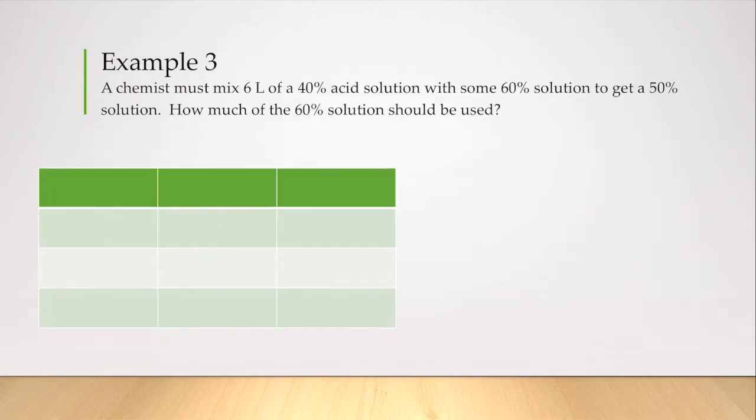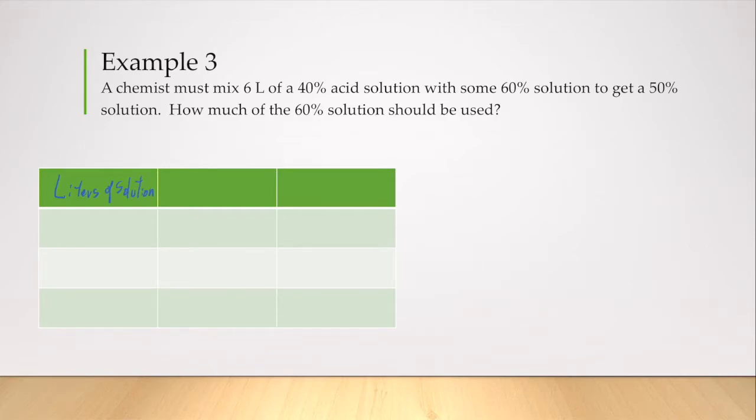For example 3, a chemist must mix 6 liters of 40% acid solution with some 60% solution to get a 50% solution. So how much of the 60% solution should be used? Okay, so we're going to have liters of solution.